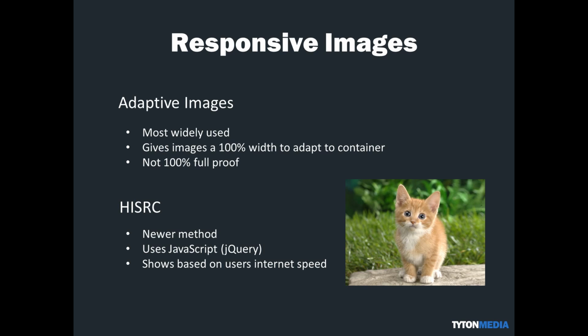Well, they're the most widely used responsive image function that's out there right now. If you have a WordPress site or you're using Bootstrap, all your images are automatically adaptive and you don't really have to worry about anything. So what adaptive does is it just gives your image 100% width so it can adapt to the container that it's inside. So if your container is 30% width and your image is 100, that means it'll expand to 100% of that 30%.